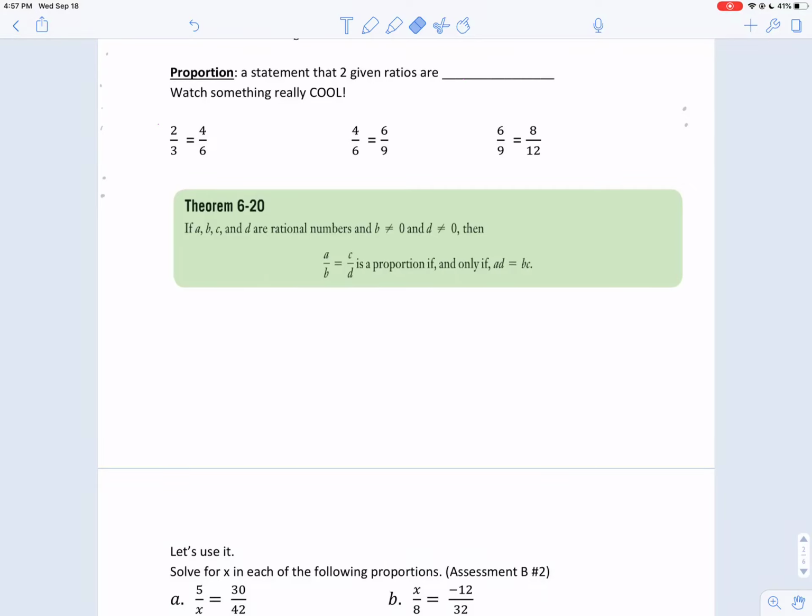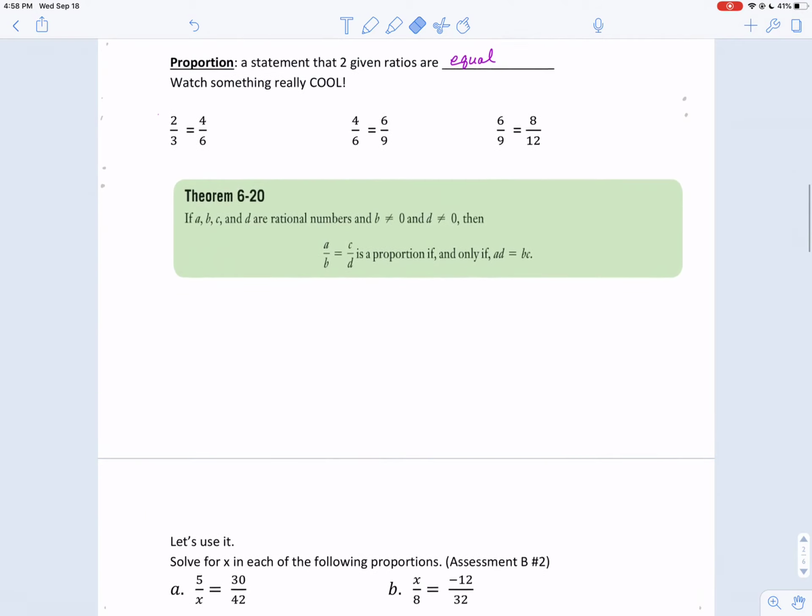In this video, I will introduce you to a proportion, and then we'll solve some mathematical proportions. So a proportion is actually just a statement that two given ratios are equal to each other. So the three equations below show proportions. 2/3 is equal to 4/6. 4/6 is equal to 6/9, and 6/9 is equal to 8/12. We already showed that up here.